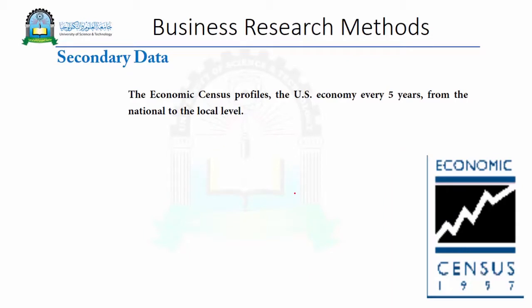Types, we have a lot of types. One of these examples is the economic census. As I said, the American economic census. It started in 1957. The economic census profiled the U.S. economy every 5 years from the national to the local level.